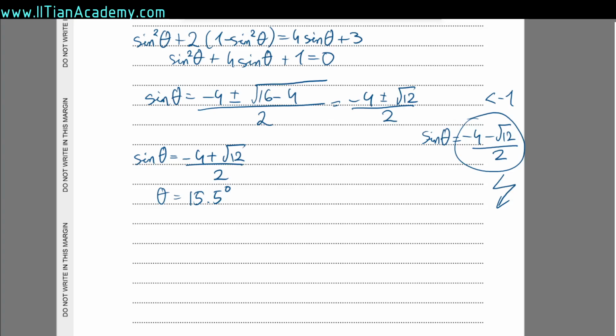So we can still add, so this will be theta 2, this will be 15.5 plus 180. So in the second quadrant, we still get the same value of sine. This is 195.5 degrees. And in fact, we can also subtract it from 360, and we will still get the same value. So we will have another value here. So 360 minus 15.5 degrees, this will be 344.5 degrees.